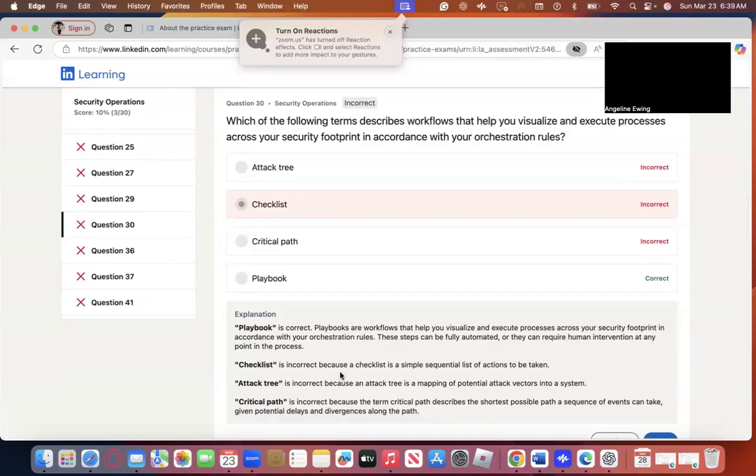On the other hand, a checklist is a simple sequential list of actions to be taken. An attack tree is a mapping of potential attack vectors into the system, and critical path describes the shortest possible path a sequence of events can take, given potential delay and divergence along the path.